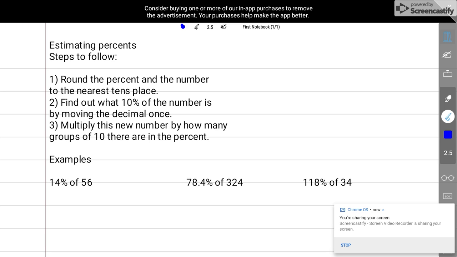Today we're going to be talking about how to estimate a percent. So let's say you're out shopping and you don't have a calculator or a pen and pencil and you want to figure out the approximate cost of something, or maybe you're trying to figure out how much a sale is. This is a great way to do that.